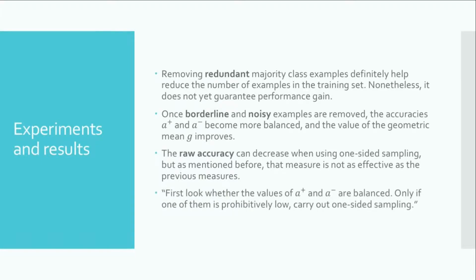Finally, and as a rule of thumb, when wanting to use one-sided selection, first look at whether the values of A+ and A- are balanced. Only if one of them is prohibitively low, carry out one-sided sampling.